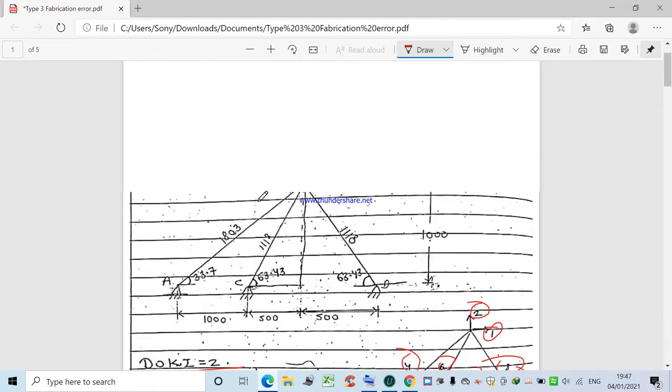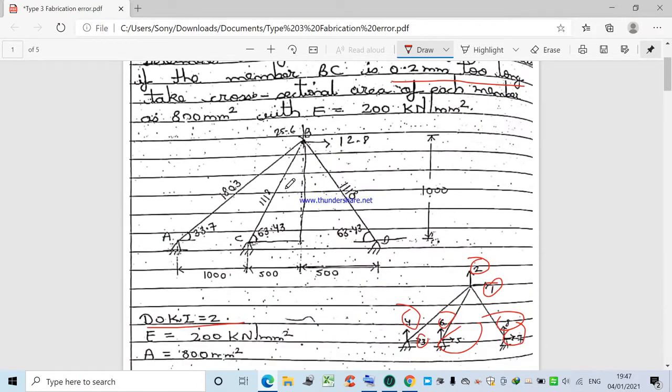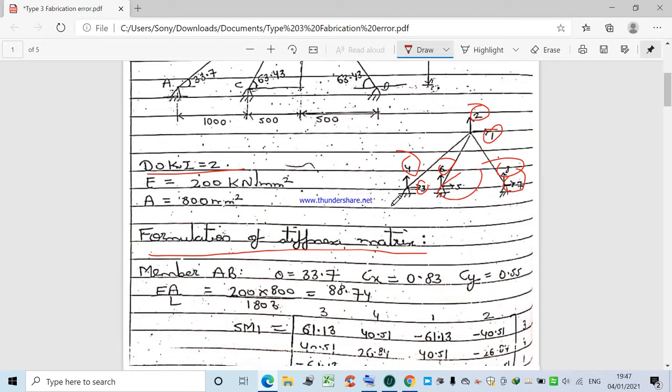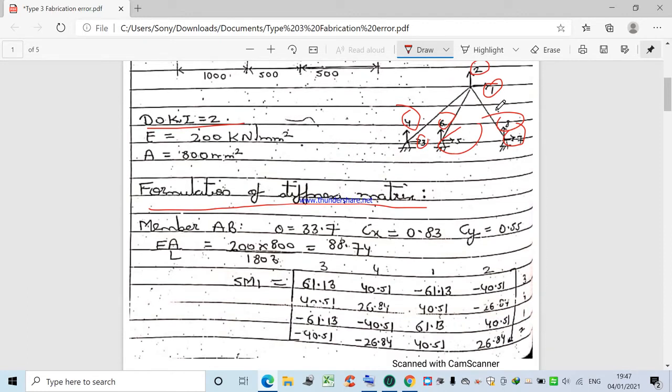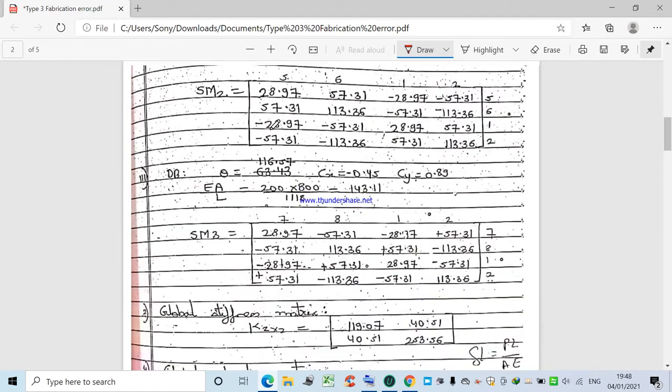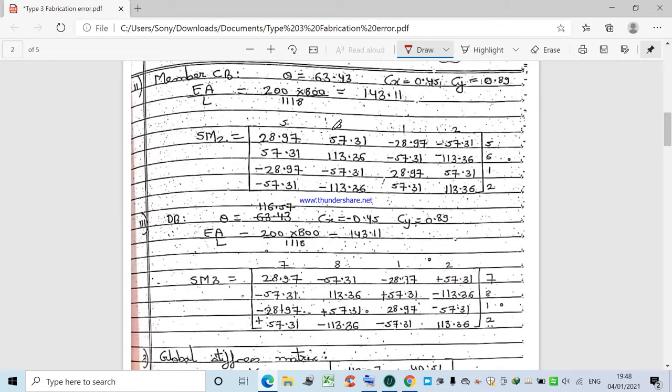Similarly come to the second member, BC. In this case the member has coordinates 5 6 and 1 2. Again we have to consider the angle here, which is 63.43, so CX and CY can be calculated accordingly. Then EA by L we can calculate, and the value is 143.11. Based on that we can calculate the structural matrix 2. Here the important thing is the coordinates 5 6 1 2.